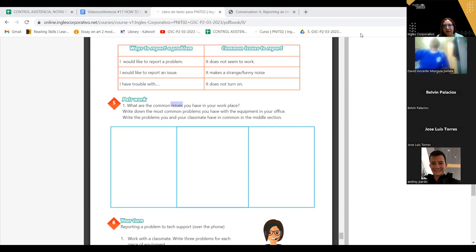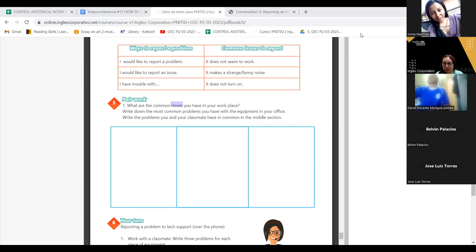All right, it's 8:27. Si alguien terminó su parrafito, lo queremos escuchar. Queremos escuchar cuál es uno de los problemas en su trabajo. What is one of the issues with equipment in your office? Okay. Pueden ir levantando la mano y los vamos a escuchar. Sonia Martínez, por favor.